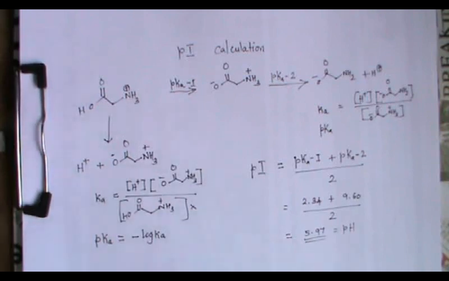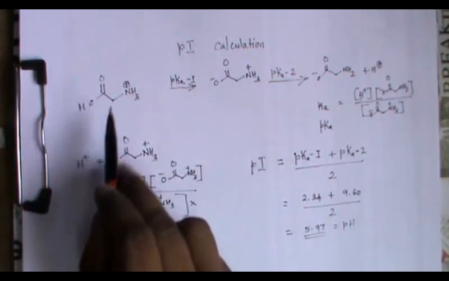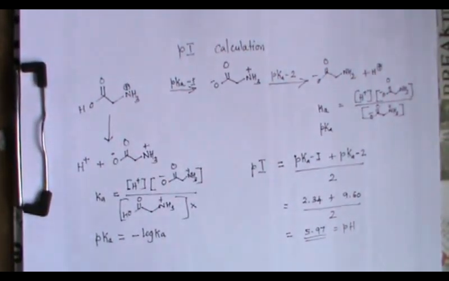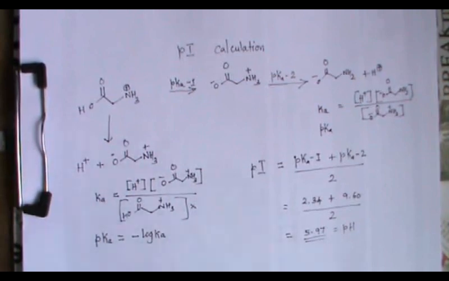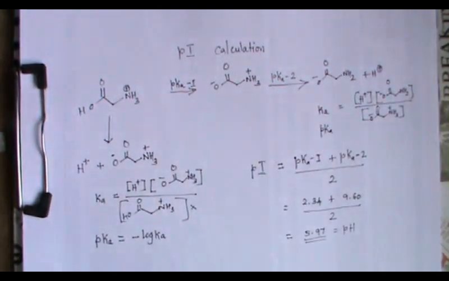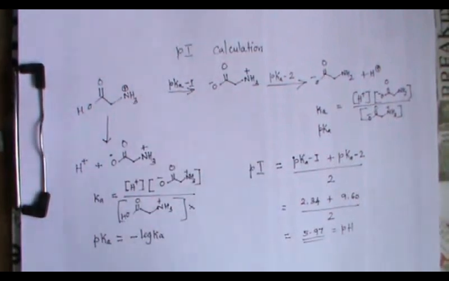If I lower the pH from this, the amino acid will be positively charged. If I increase the pH, say I go to pH 7, that is neutral pH, at that pH it will exist in this form. At lower pH, it will be positively charged. At higher pH, it will be negatively charged.